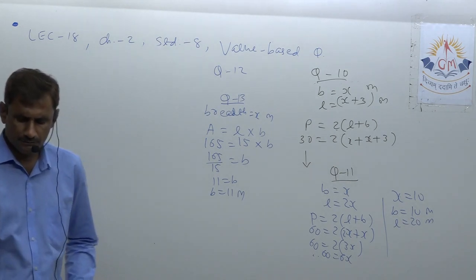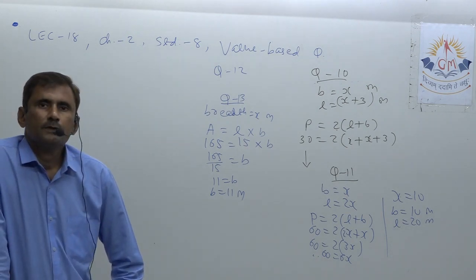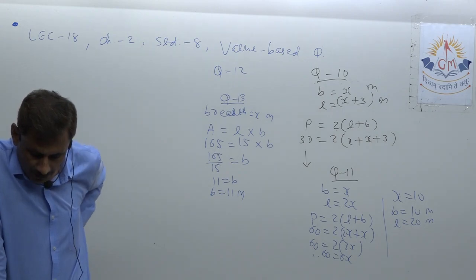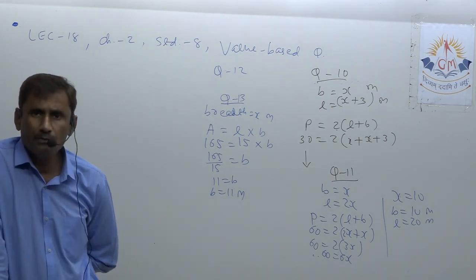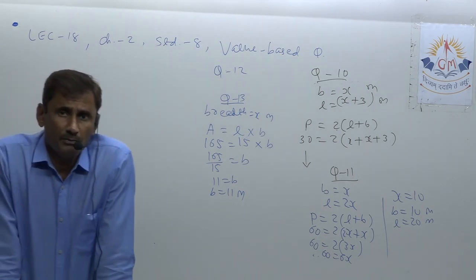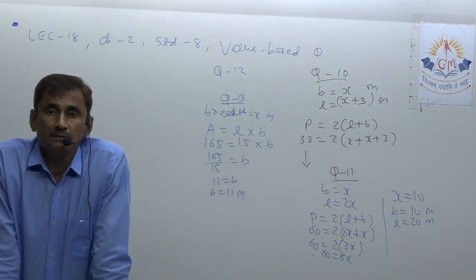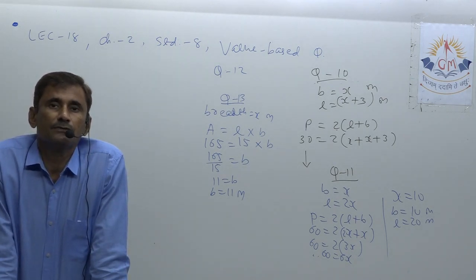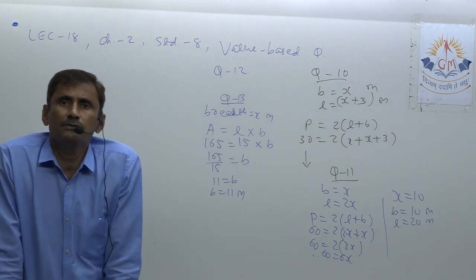We always suppose breadth in a rectangle. Now 14. The angles of a triangle are given. Hint already given, just add all three and equal to 180. You know the angle sum property of a triangle: sum of all angles of a triangle is equal to 180.